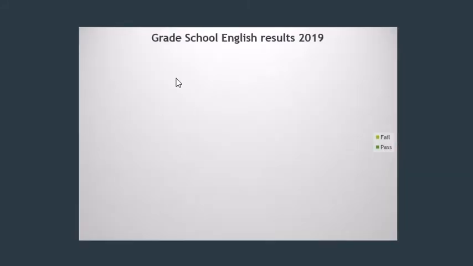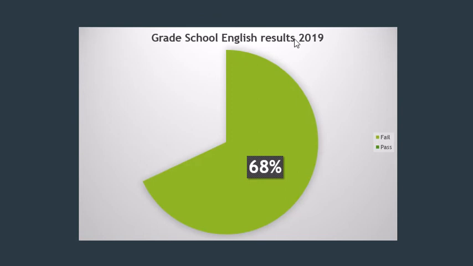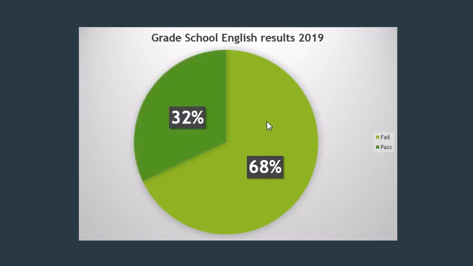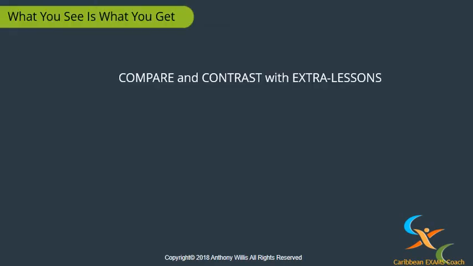A similar situation for English grade school results 2019. 68% failed and merely 32% passed. That is why we've created this software application with these video lessons to be able to teach students more effectively those essential topics. What you see is what you will get. Compare and contrast with extra lessons.